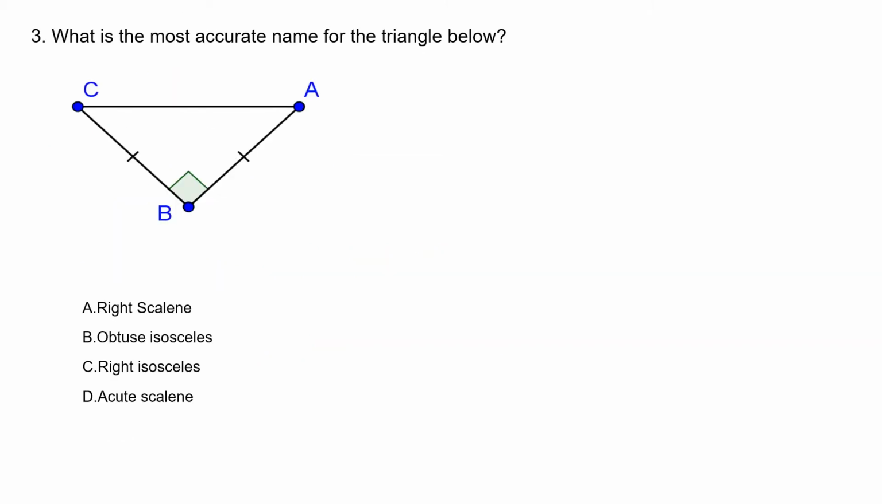Number 3 says, what is the most accurate name for the triangle below? And if we notice here, we have two equal sides, and so that has to be an isosceles triangle. So I can eliminate A and D. A scalene triangle has no equal sides, and so I'm left with B and C. I notice here that I have a right angle, so I can eliminate choice B, so this triangle would be a right isosceles.